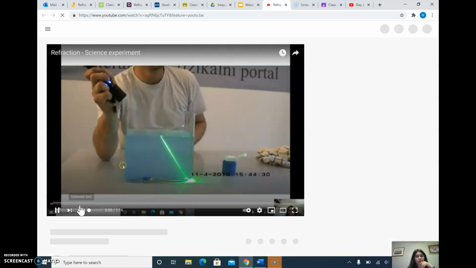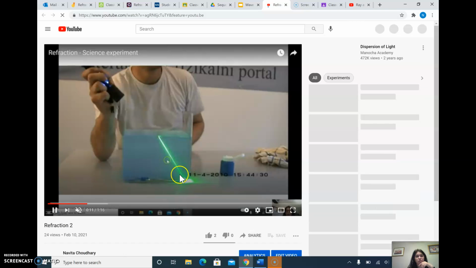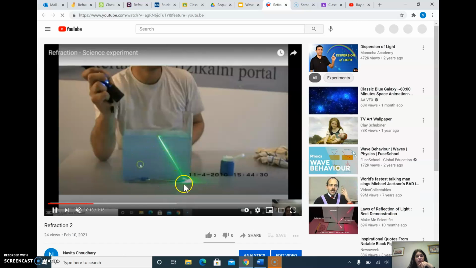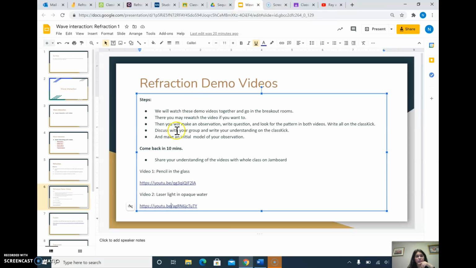Let's see what's happening here. This is laser light. This guy is moving, and what happened? What do you see to the beam of the light, or the ray of the light? What is happening here? So we'll watch this video. You can rewatch it and come back in 10 minutes. If you have any question, feel free. I'll be there whenever you want me. Alright.